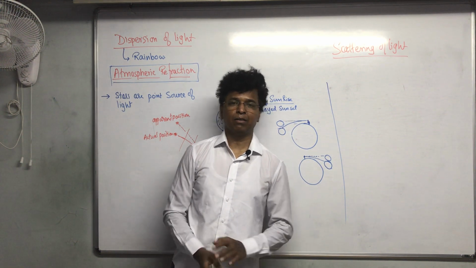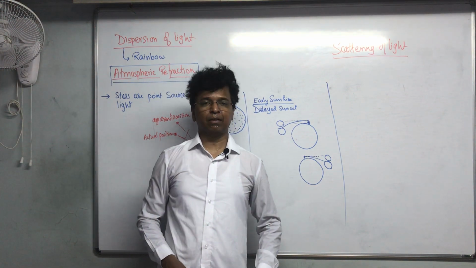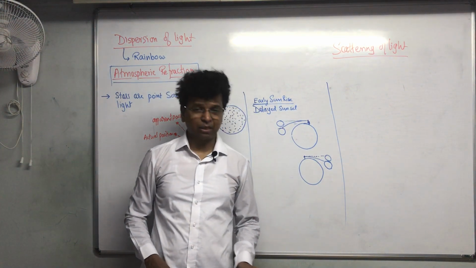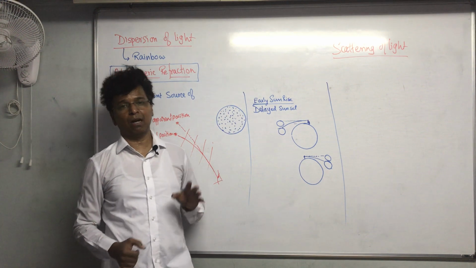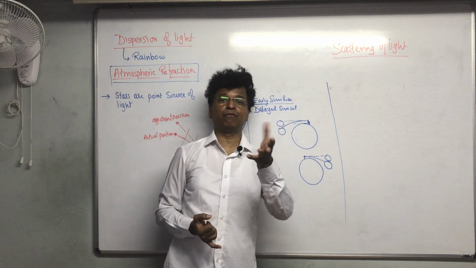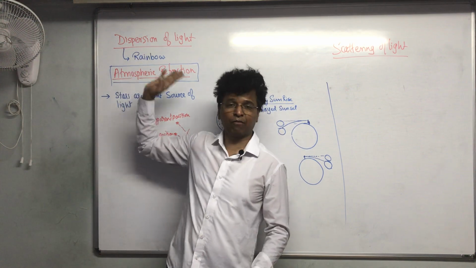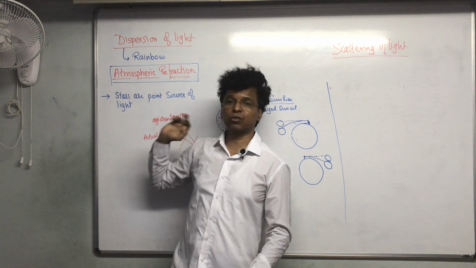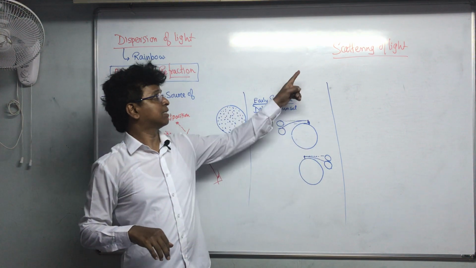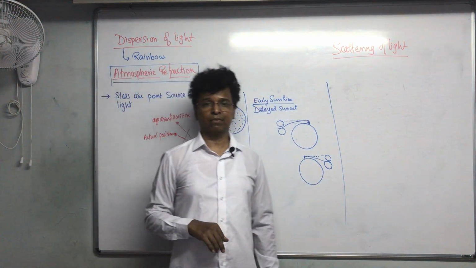So this is all for the last part of the chapter. We have completed the chapter. See, the last part of the chapter, the human eye and the colorful world. The colorful world consists of these things: dispersion of light, atmospheric refraction, and scattering effect of light.